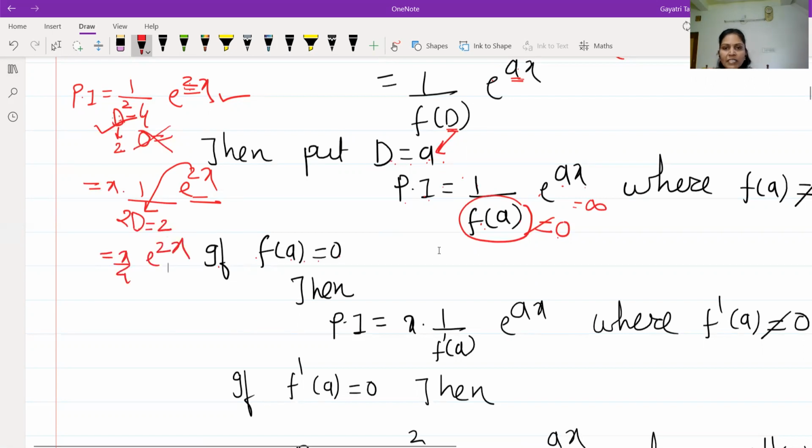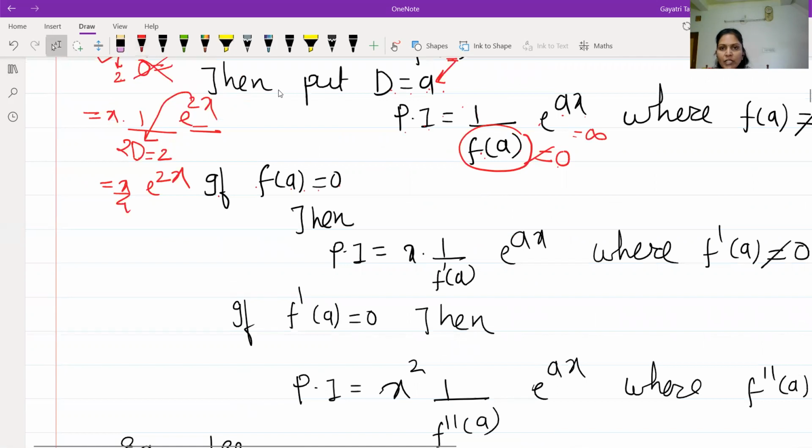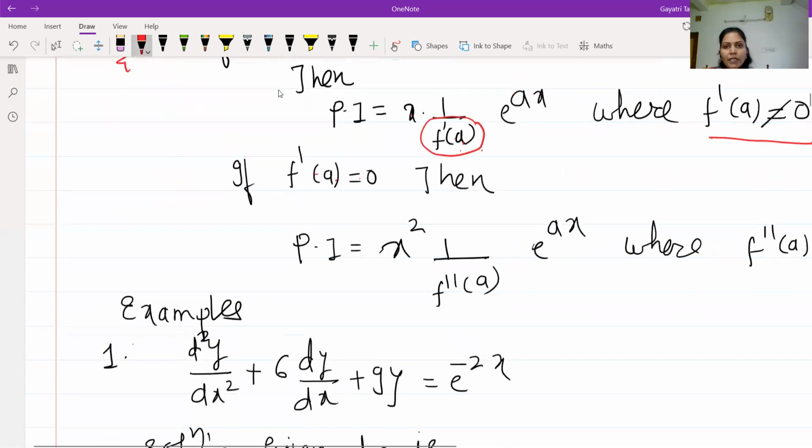So similarly in this case, जर का डिनॉमिनेटरची व्हॅल्यू 0 येत आहे तर काय करतो आपण? Multiply by x, take the derivative of the denominator and in that derivative put D equals to a. परत ही टर्म f dash of a काय आलेली आहे? डिनॉमिनेटरला. मग परत तीच कंडिशन that this f dash of a should not be equal to 0. पण जर का तरी पण ते 0 आलं तर मग काय करायचं? परत तीच आपली मेथड. परत याला परत एकदा x ने मल्टिप्लाय करा आणि डिनॉमिनेटरचा डेरिव्हेटिव्ह करा.